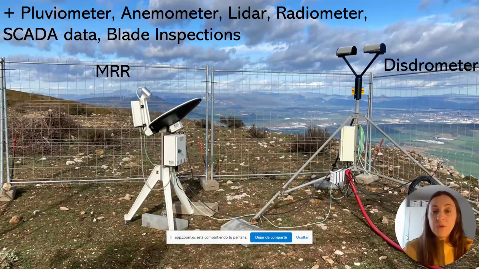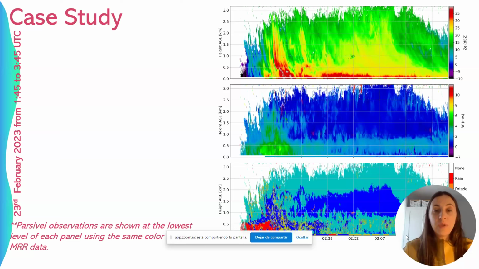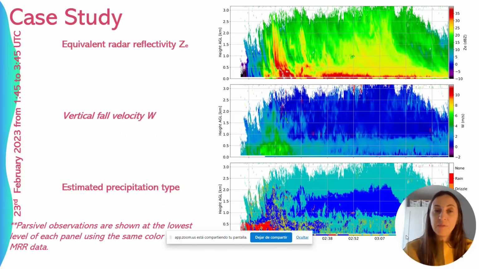Some other information is gathered there. We have pluviometers, anemometers, a LiDAR is going to be installed soon, radiometers, and we are also gathering the SCADA data while doing blade inspections. The type of data that is obtained from a micro rain radar is this one. I have selected this figure because you are for sure not used to this type of data sets.